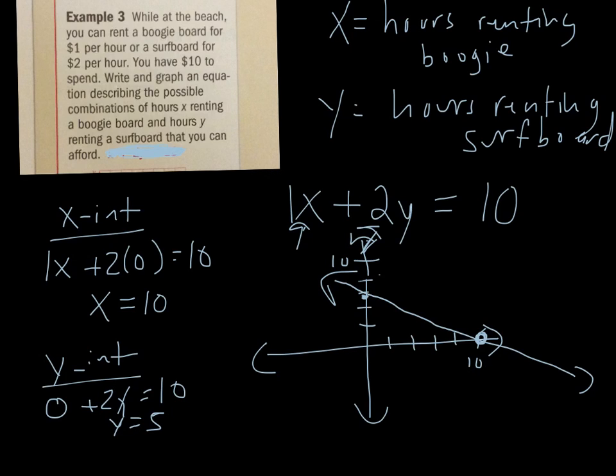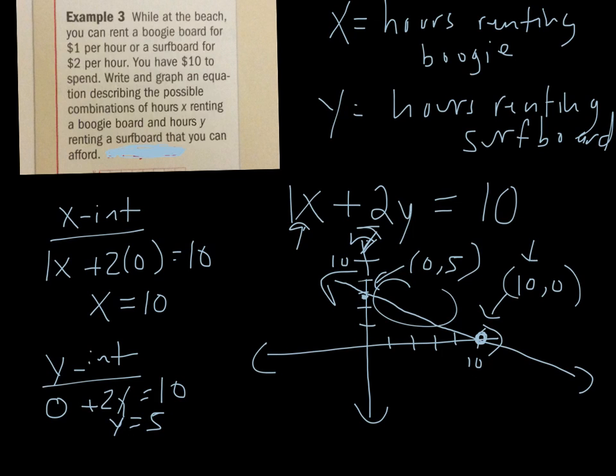Well, what does this mean? At the point 0, 5, can you guess what that means? This point, the y-intercept 0, 5, would mean 0 hours on the boogie board, but 5 hours with the surfboard. So this combination gives us 5 hours surfboard, no boogie board at all. And as we move across the line, we get different combinations of these hours until I get here. The point is 10, 0. So this would be 10 hours on the boogie board. Wow, it's a long time at the beach. And 0 hours on the surfboard. Everything in between is all the different combinations.